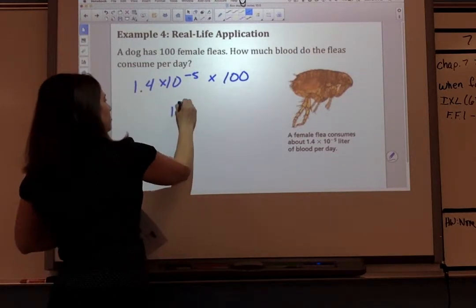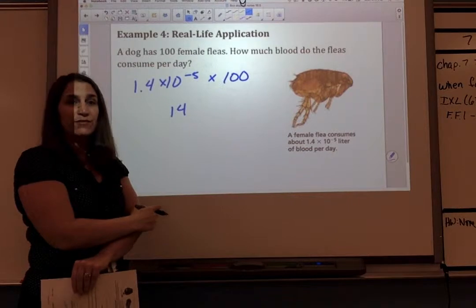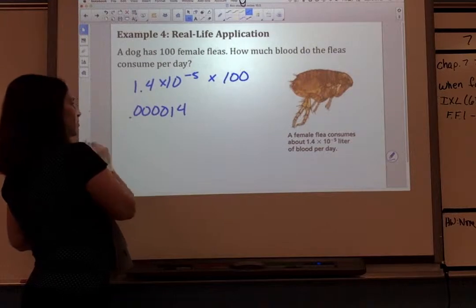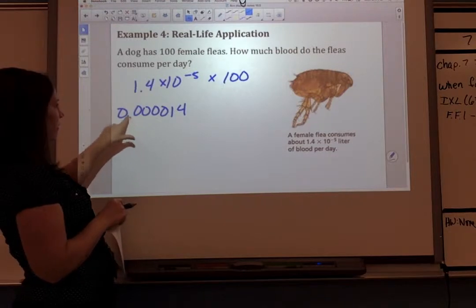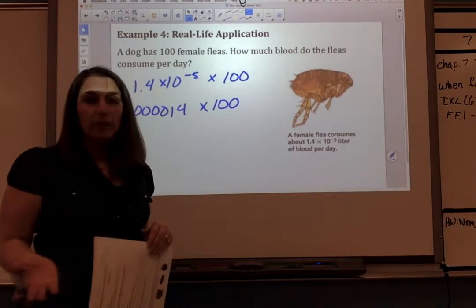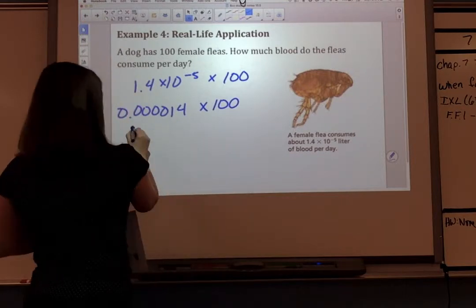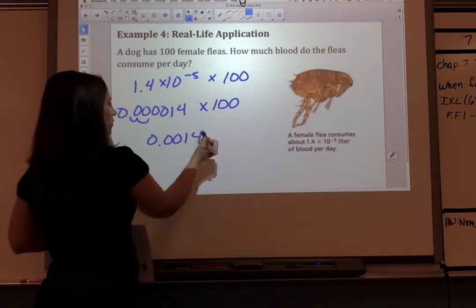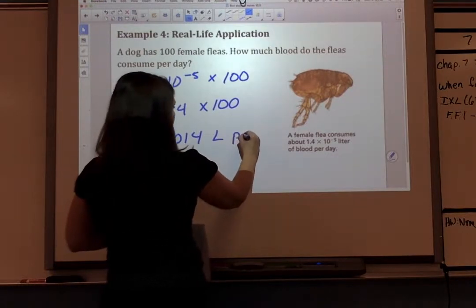So my 1 and my 4, I've moved it over one place to the left. Since this was written to the negative fifth power, I need to add 4 more zeros in front of that 1. And then I'm going to put my decimal point and put 1 more 0. So I started here, 1, 2, 3, 4, 5. And then I'm going to multiply that by 100. Now, we know that when we multiply by 100, that means we're moving that decimal point 2 places to the right. So now I'm moving it back 2 places here. So I have 0.0014, and that is liters per day.